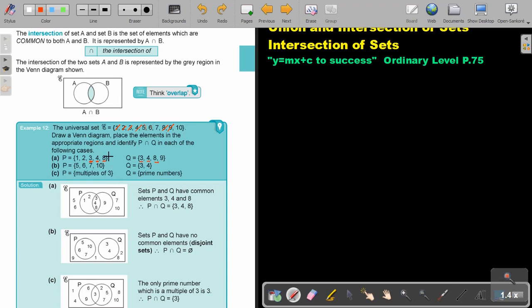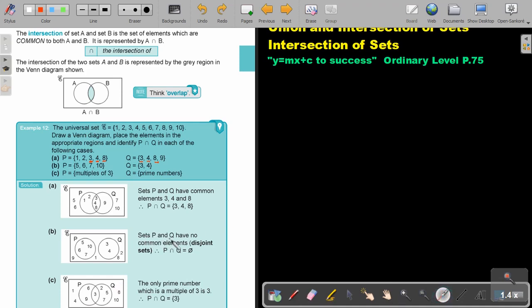And then the question, P intersection Q, so intersection, so it will be 3, 4, and 8, as you can see in the Venn diagram. Okay, I'm just going to take the scratching away. Okay, let's look at number B.